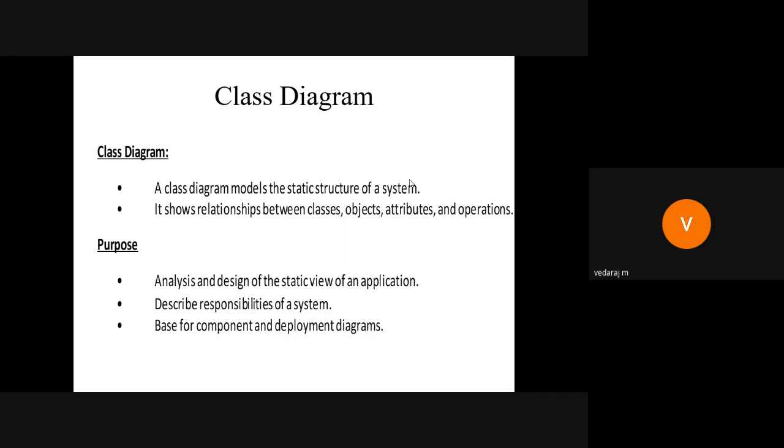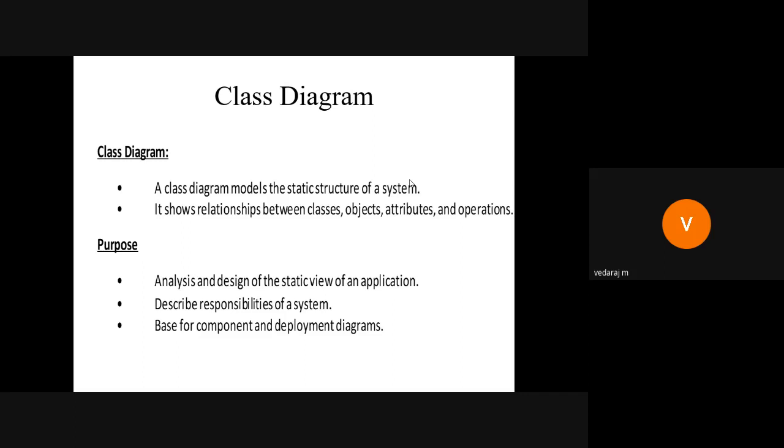What do you mean by component diagram? The component diagram also shows the relationship between the hardware component, software component, and database. So the class diagram is the base for the component and deployment diagram. This is very important. So the three important purposes of class diagram are: it describes the static view of the application, it describes the responsibility of the system, and it is the base for component and deployment diagram.